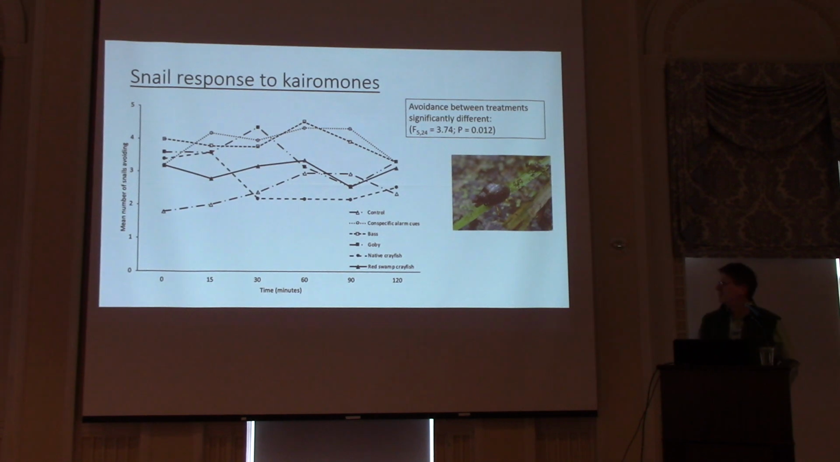Okay, so two different kinds of trials: in the lab and then mesocosms. In the lab, these animals are exposed to different kairomones, predators they either have never experienced or that they should have experienced. And there's clearly a difference in how the snails responded to the different suite of scents. But a few things to point out.